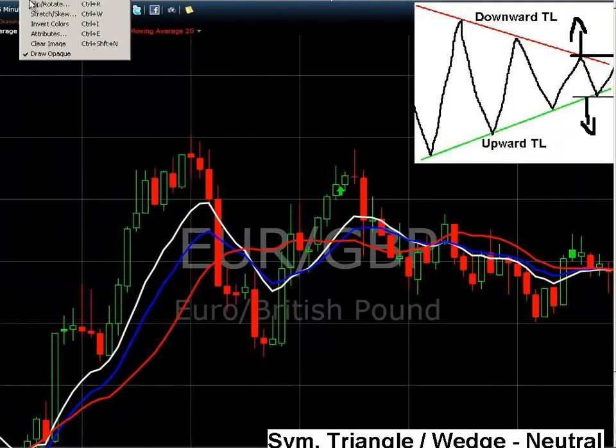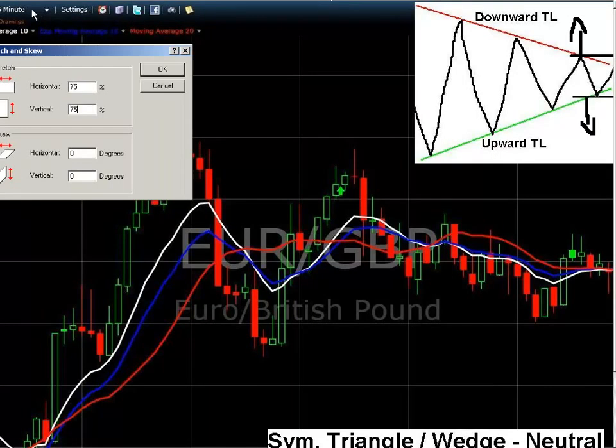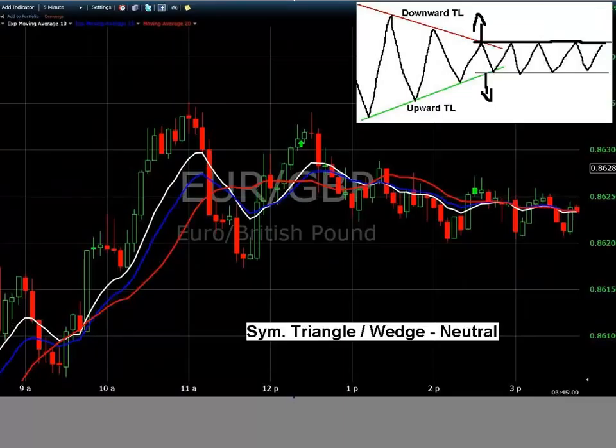So I'm going to zoom out again. So you can tell there's a high there, lower high, a low here, and a low there. So then you connect the lines, connect the dots.